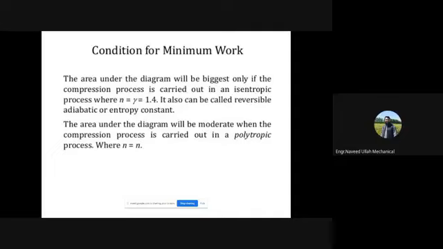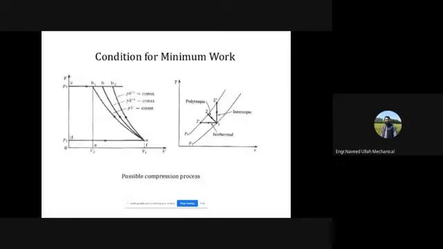The area under the diagram will be moderate when the compression process is carried out in the polytropic process, where n is equal to n. So the best one is the isothermal process, right? We can also look at this one. This is the PV diagram जो हमने discuss किया है, and this one is the TS diagram. You can also look at this one, right? This is the isothermal process, this one is a polytropic process, and this one is the isentropic process. And the work consumed will be less for the isothermal process.